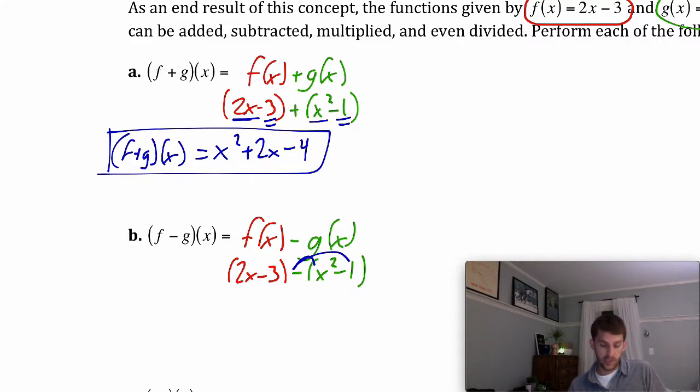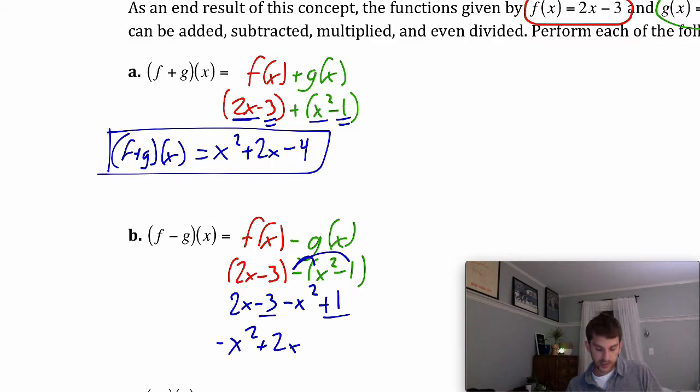So when we do that, we'll have 2x minus 3 minus x squared, and then minus negative 1 ends up being a plus 1. If it helps you to distribute that so you don't have to worry about parentheses, awesome, go ahead. Now I'm just going to put this in order. The highest degree term we have is the negative x squared. Then we have 2x. And the only like terms now are negative 3 and plus 1. Negative 3 plus 1 is negative 2. So we'll say f minus g of x equals negative x squared plus 2x minus 2.